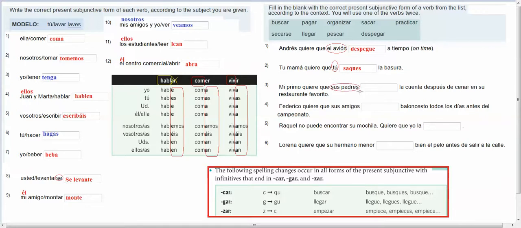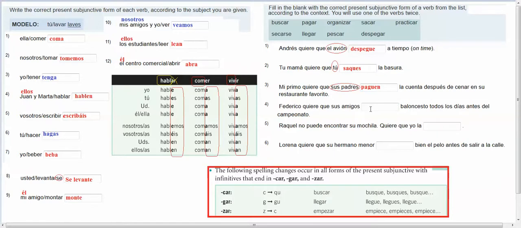Okay? Mi primo quiere que sus padres blank la cuenta después de cenar en su restaurante favorito. I don't know about you, but when I was younger, maybe even still now, I want my parents to pay the bill. So we would put pagar here. Okay, if I get rid of my AR, what I'm adding for padres, which is the same thing as ellos, I go down here for ellos, it was an AR verb, I'm going to add an EN. If I just simply do that, I'm taking my pagar to paguen. I want it to be paguen, so I put a U between my G and my E, and I can keep my G sound.